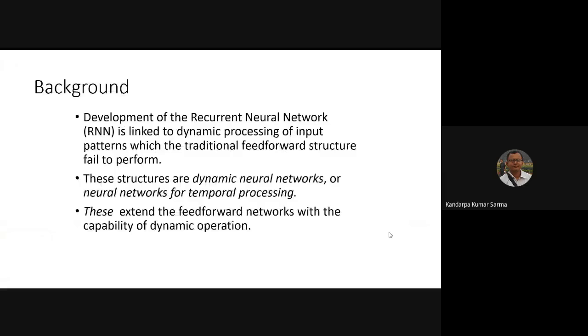Now, recurrent neural networks are linked with the dynamic processing of the patterns fed to a neural network. The dynamic characteristics the traditional ANN fails to demonstrate. Therefore, the recurrent neural network is required to deal with temporal variation, temporal processing. All types of temporal processing when it comes to a neural network are called a dynamic neural network. The recurrent neural network is a dynamic neural network. These scale up the feed-forward network's capability to deal with dynamic situations by the use of a feedback loop.